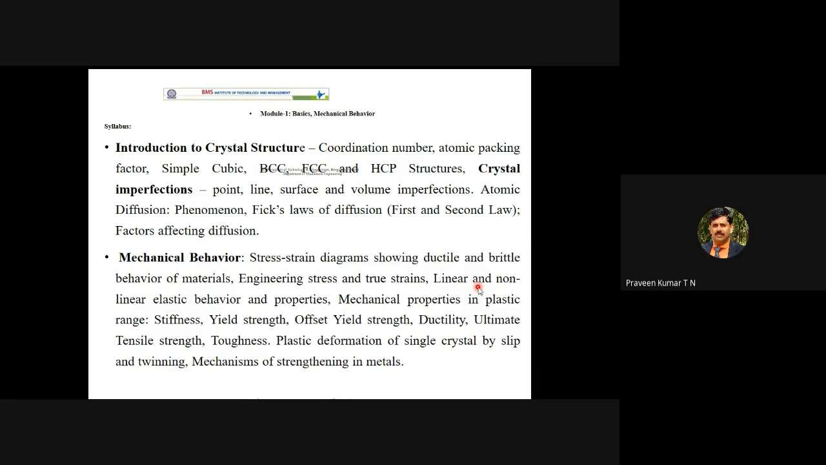Can you give one example for a ductile material? Brass, aluminium. Which one? Aluminium is an example for a ductile material. Glass is an example for a brittle material.